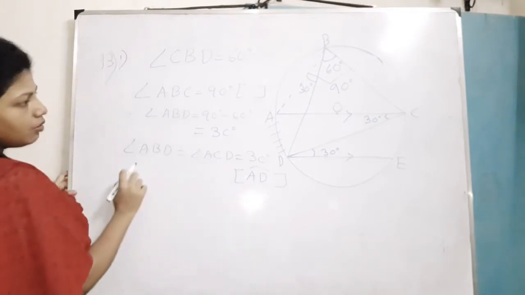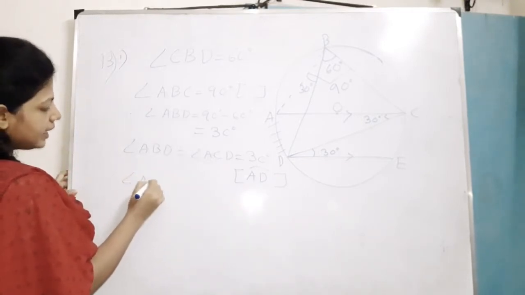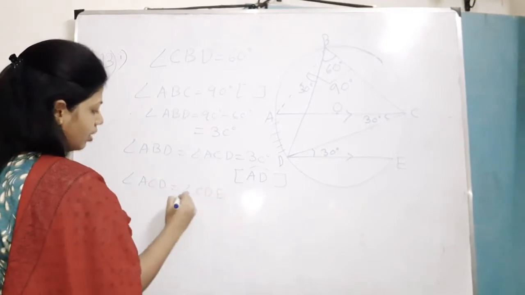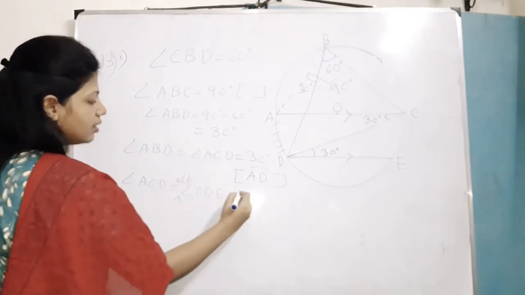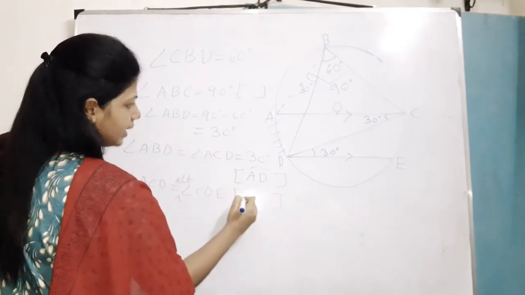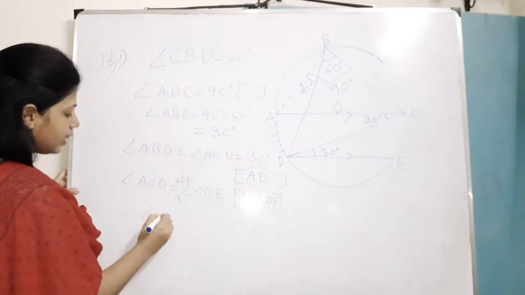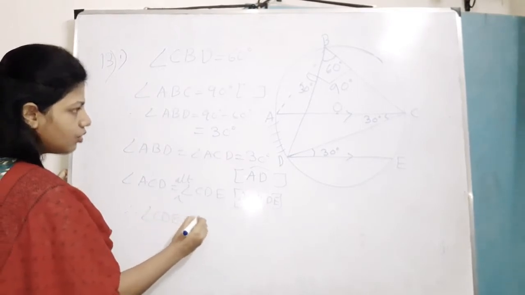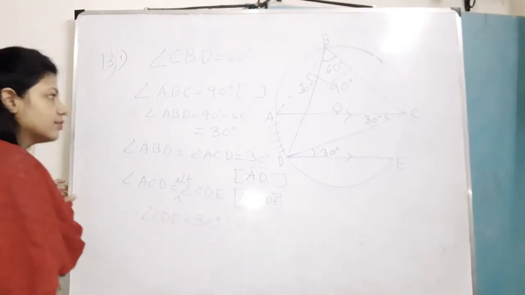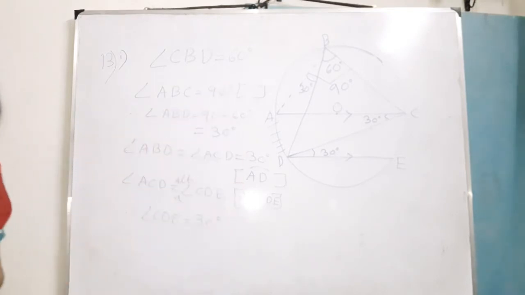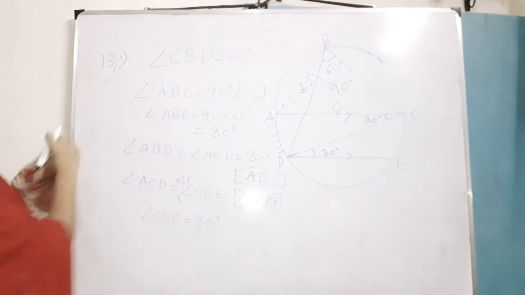Okay. Now, angle ACD equals angle CDE. Write down alternate angles here, and here AC parallel DE. Therefore, angle CDE equals 30 degree. Write down the reason properly. Now number 2.